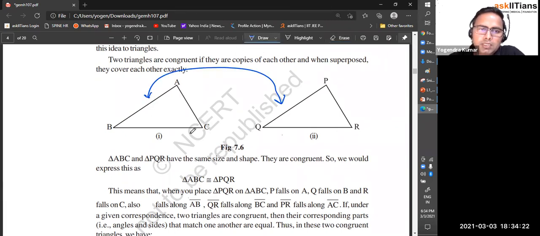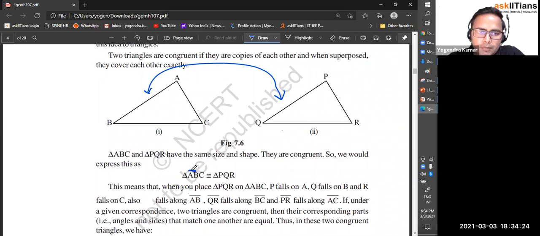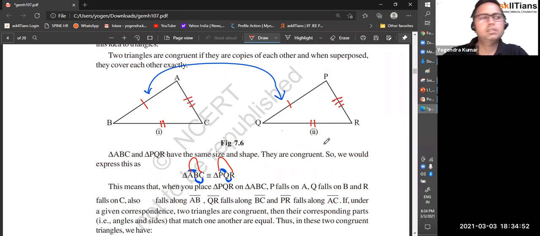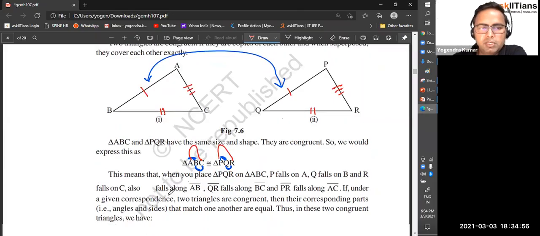When we write ABC, this order is important. AB corresponds to PQ. BC corresponds to QR. And finally, the third side, AC and PR are corresponding. You can see here, this corresponds to this, and this corresponds to this. I hope you are getting it. This is what we need to remember.